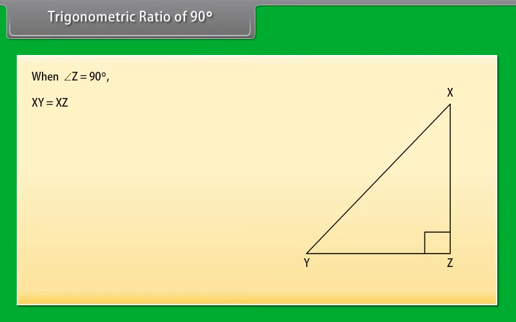Sin Z is equal to sin 0 degree, which is equal to XY upon XZ, which equals 0 upon XZ, which is equal to 0.